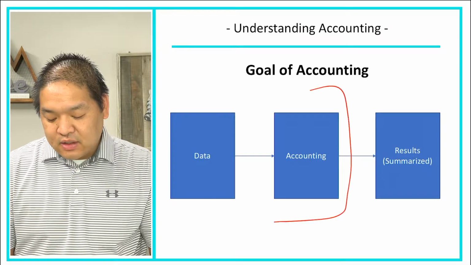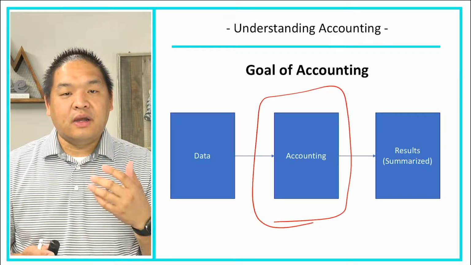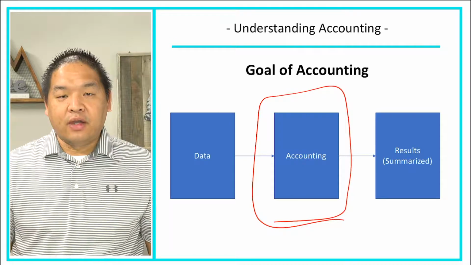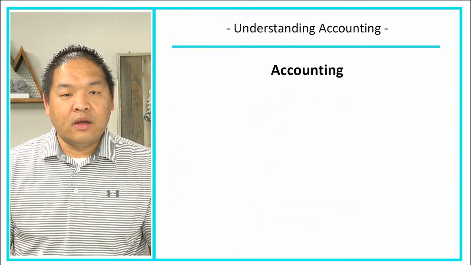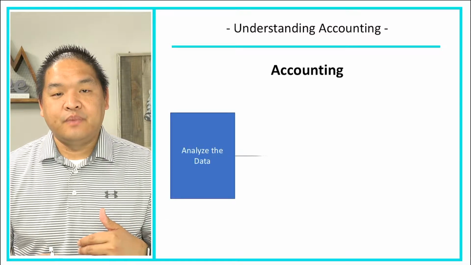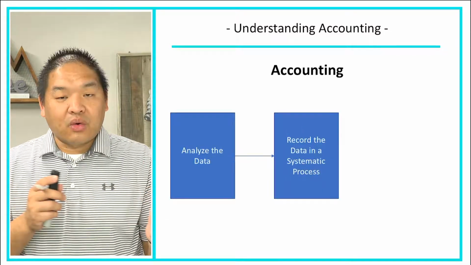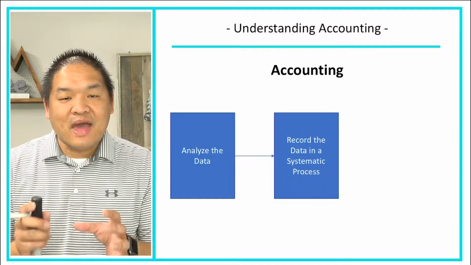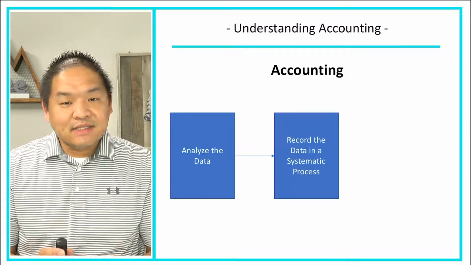Now let's focus here on this middle one, on accounting. So this accounting, well, if we boil it down, accounting is all about analyzing the data that we get and then processing it or recording it in a systematic way. What do we mean by systematic way?